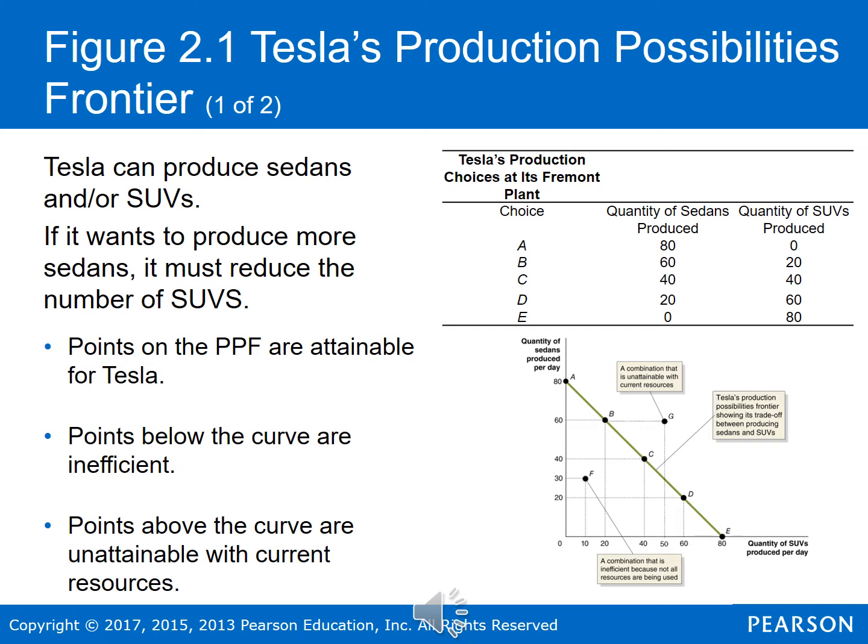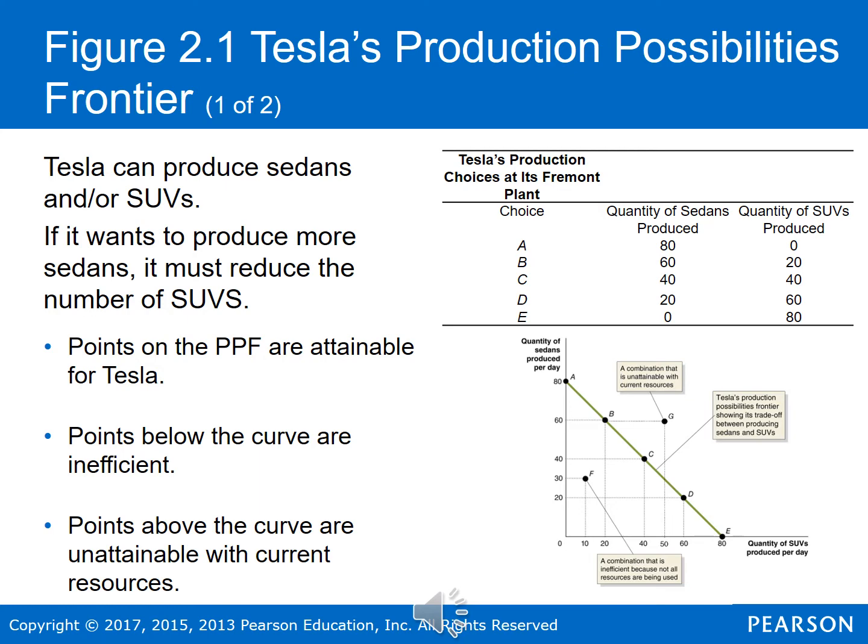The top figure on the right shows Tesla's production choices. So they have 5 different choices, and they have a combination of sedans and SUVs that they can produce. Choice A, they can produce 80 sedans, but if they do that, they'll produce 0 SUVs. At point E, if they produce 0 sedans, they can produce 80 SUVs. And then B, C, and D, they can produce some combination of sedans and SUVs. Then we can take those points and plot them on a graph. And that's going to be our production possibility frontier.